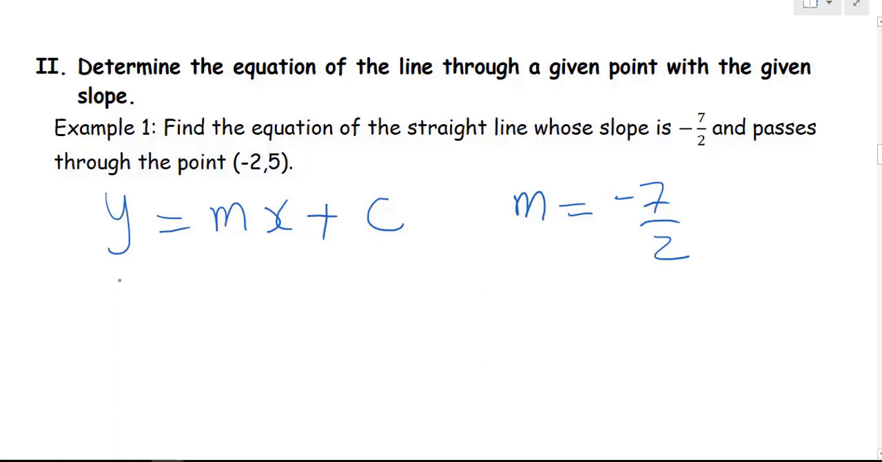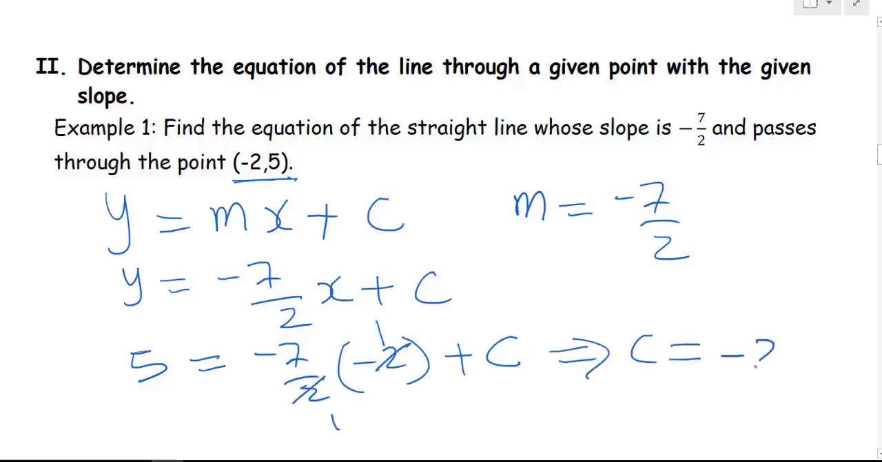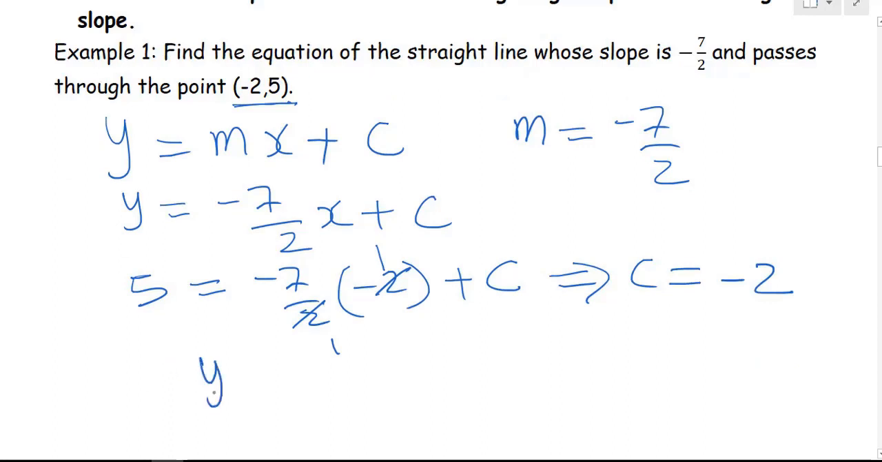So if we substitute the value of m, we have y equals minus 7 over 2x plus c. For us to determine the value of c, we are going to substitute the coordinate minus 2, 5 into the equation and come up with the value of c, where we are going to have 5 equals minus 7 over 2 multiplied by minus 2 plus c, which will tell us that our c will become minus 2. Therefore, our equation becomes y equals minus 7 over 2x minus 2.